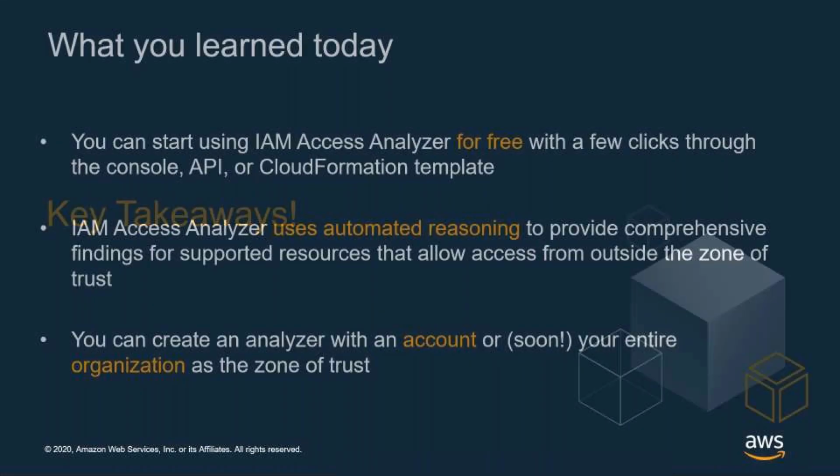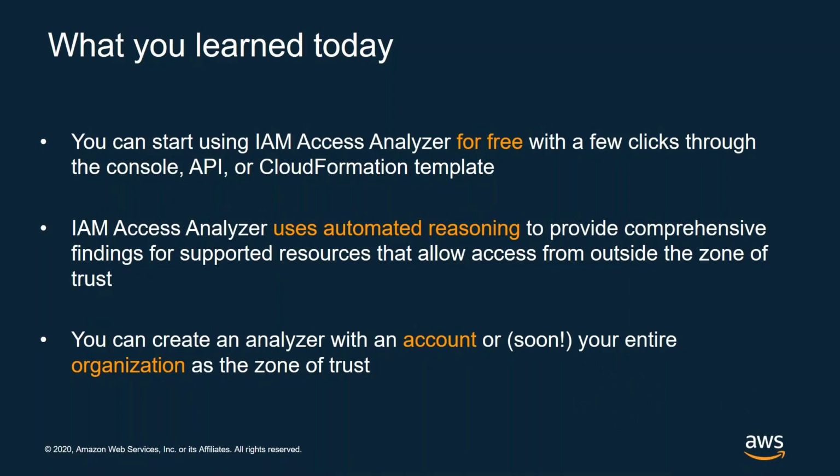All right, so before I open this up to questions, just wanted to summarize what we've learned today. You can start using IAM Access Analyzer for free with very few clicks through the console, the API, or by using CloudFormation templates that are available. Once you start using Access Analyzer, it uses automated reasoning and provides comprehensive findings for all the resources that we support. We support 5 resources today, which are S3 buckets, IAM roles, Lambda functions and layers, KMS keys, and SQS queues. And we are looking to add support for more resources as we continue to scale.